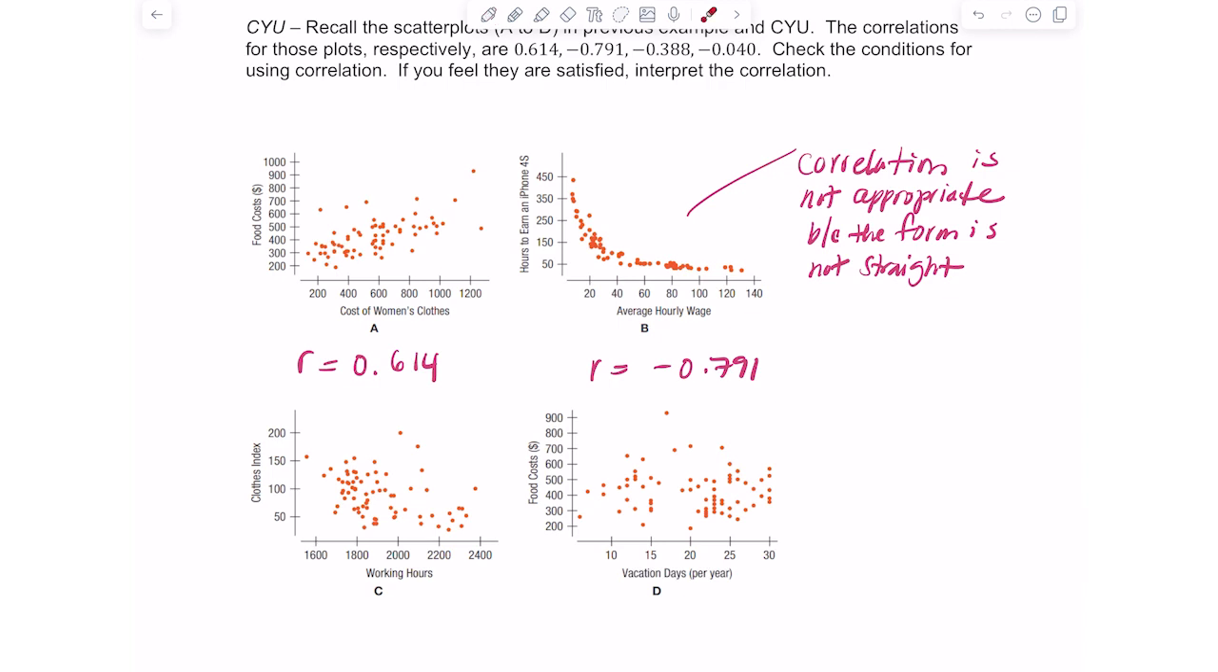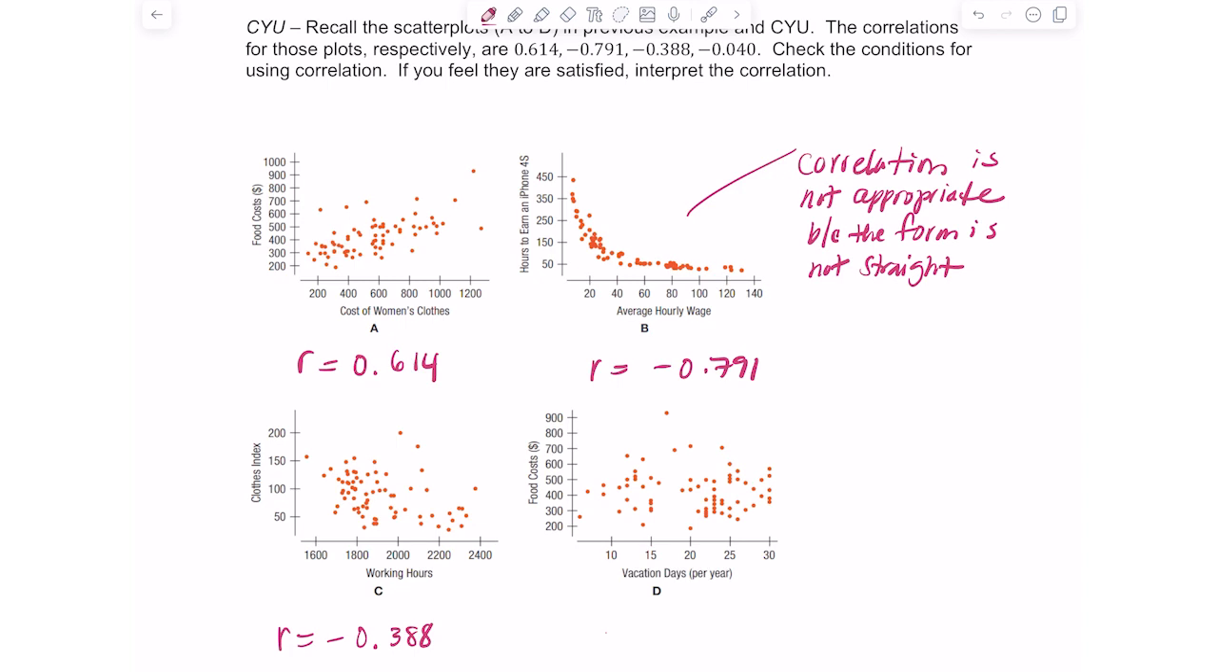And then here we have checking the three conditions again. It is quantitative, two quantitative variables. It is linear, okay, although a very weak correlation, as you can see, and it's in the negative direction, which is why the correlation is negative. So again, that negative just means that as x is increasing, y is decreasing. So it's going in a negative direction. And it would be appropriate to discuss correlation.